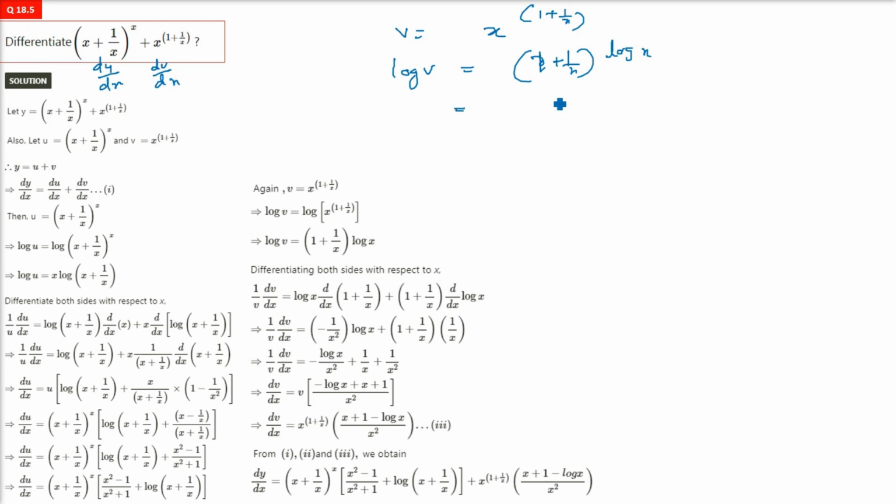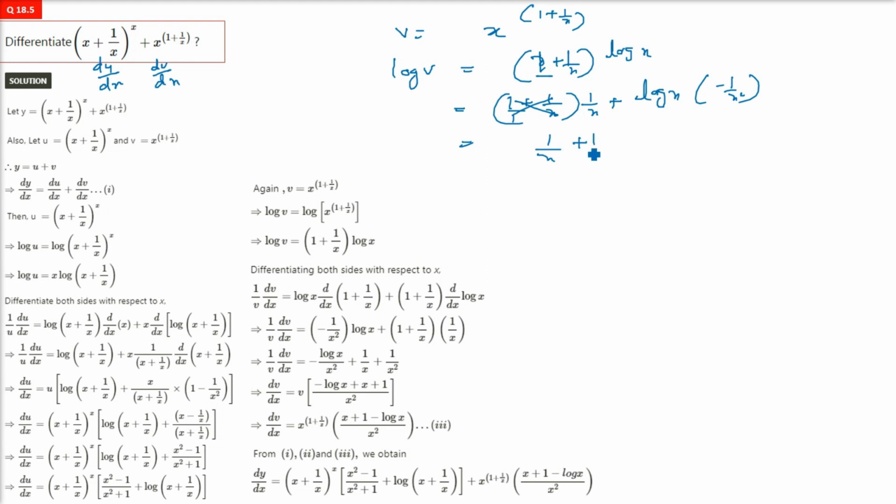Now let us differentiate this. So 1 plus 1 by x, and this is 1 plus 1 by x. Log x is 1 by x, then log x times the derivative of 1 plus 1 by x, where 1 will be 0 and this will be negative 1 by x square. So this is going to be x plus 1 by x and you always have an x also.